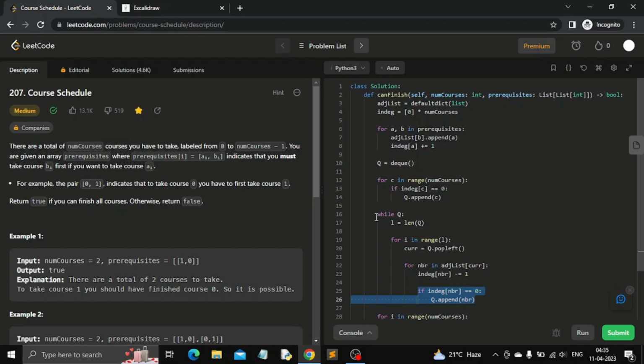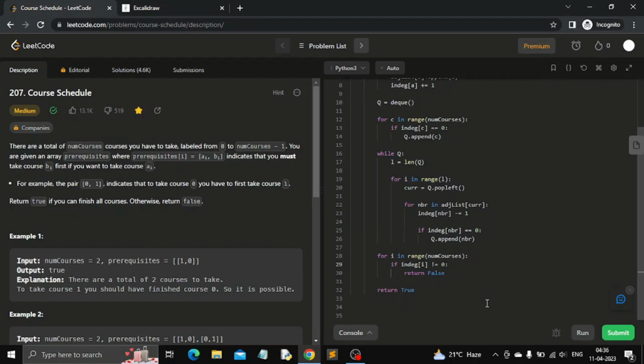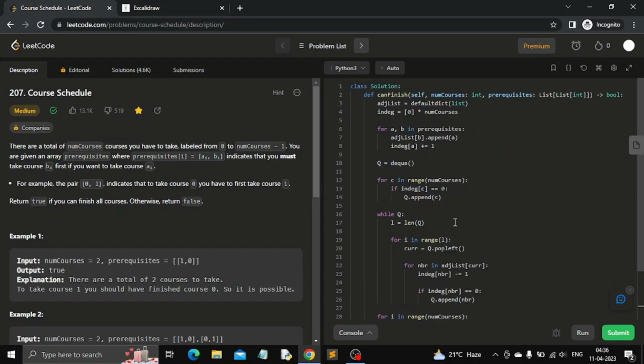Once we are done with our BFS, once again we will iterate through n courses given to us and check the in degree of each course. If the in degree of a particular course is not equal to 0, it means that because of the presence of a cycle in our graph we were not able to complete that course, hence we will return false. If the in degree of all the courses is 0, we will return true. Okay, so this is a pretty simple code. If you submit this, it will surely get accepted.